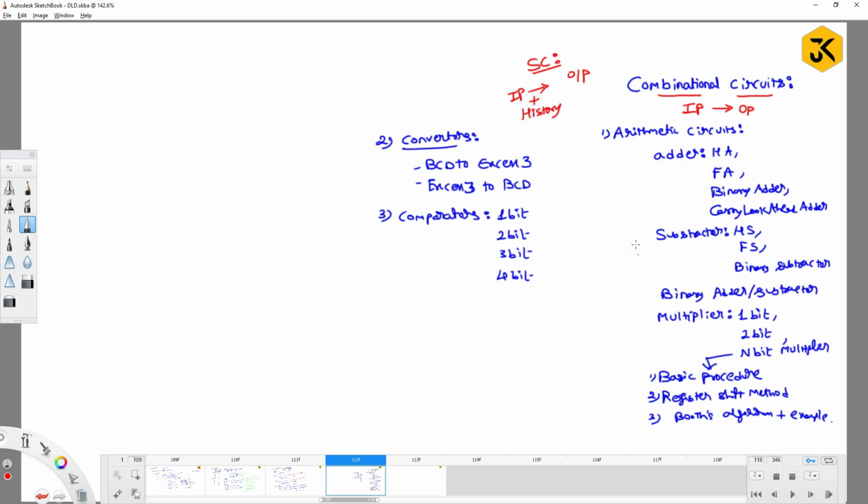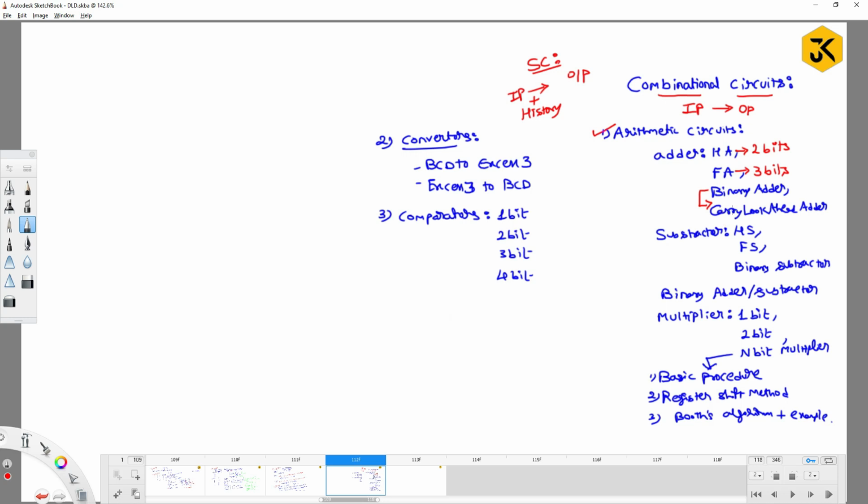Right. So for the combinational circuits, we have seen various kinds of examples. Among those, one kind of example is arithmetic circuits, where we have seen the adders: half adder, which is meant for adding 2 bits, full adder, which is meant for adding 3 bits, binary adder, which is meant for adding n number of bits, and there is a drawback in the binary adder. That is the reason we are moving to carry look ahead adder.